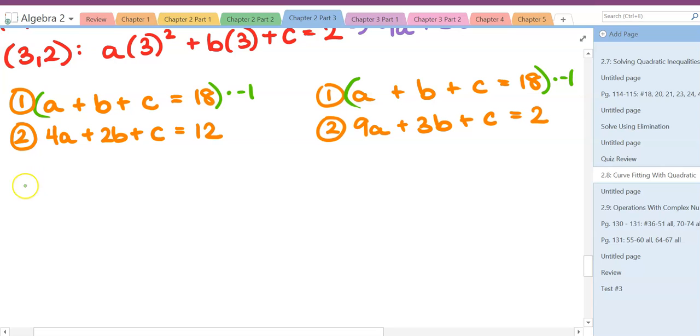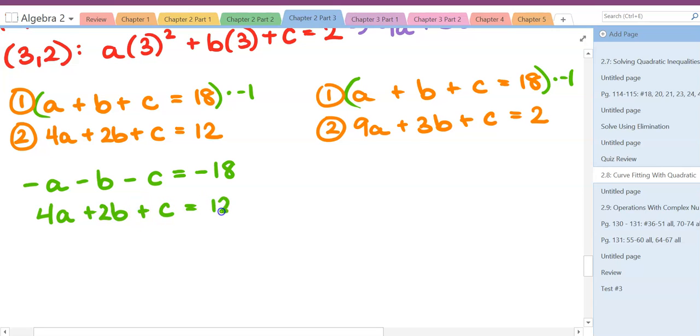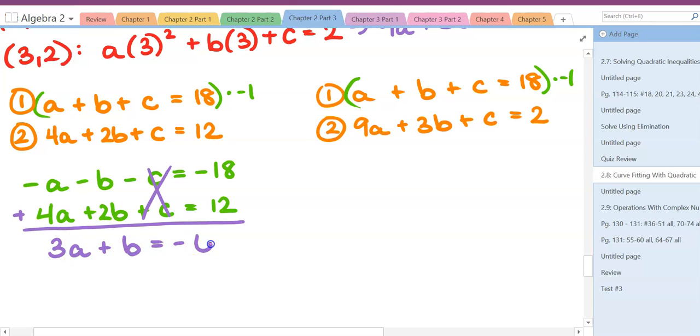So they're both going to say -a minus b minus c, and then change the sign of that number, so that first one's -18 now. Underneath it you have 4a plus 2b plus c equals 12. Let's add these equations together. The c's are going to cancel. When you add, you're going to have 3a plus b equals -6.